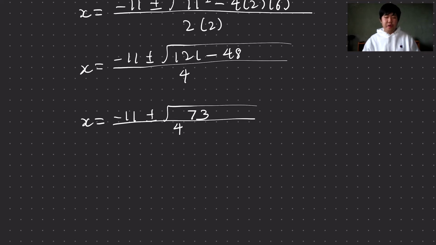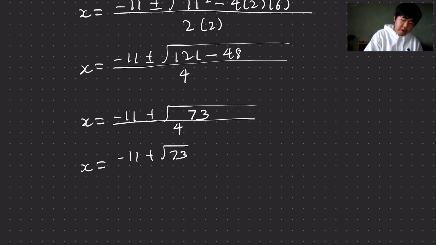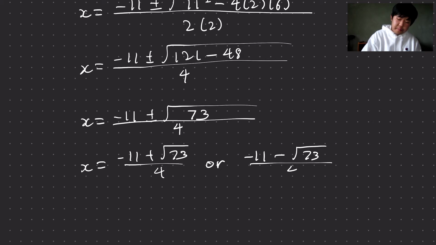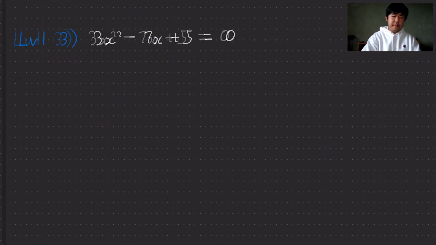So x equals minus 11 plus root 73 over 4, or minus 11 minus root 73 over 4. Alright, so that was level 2. Now let's get to the next level, level 3.